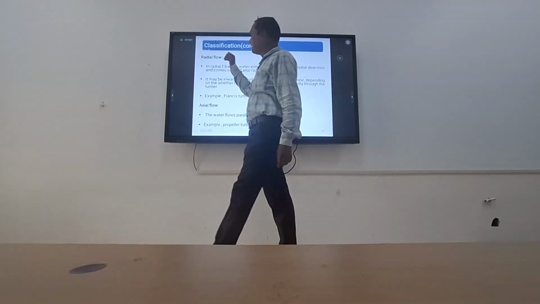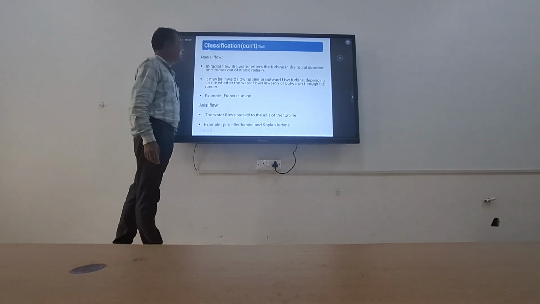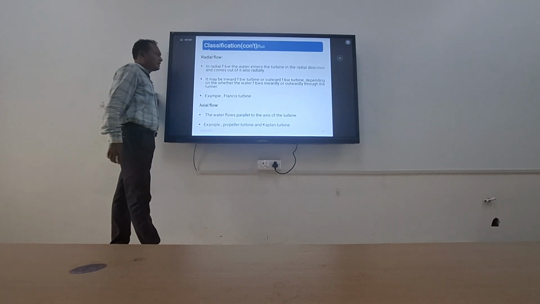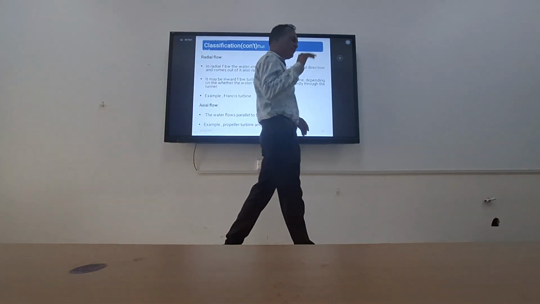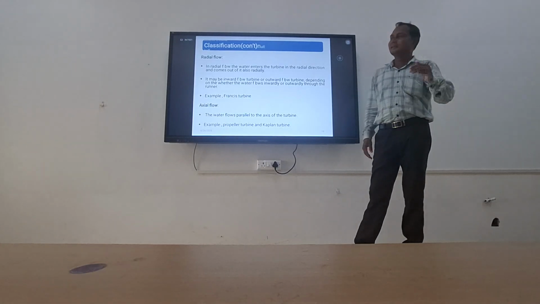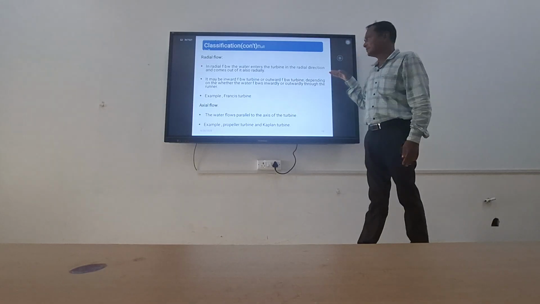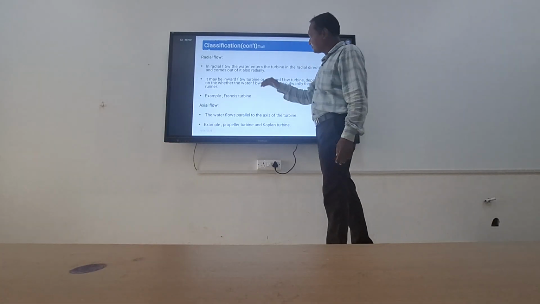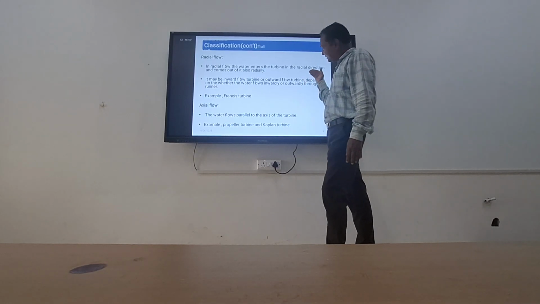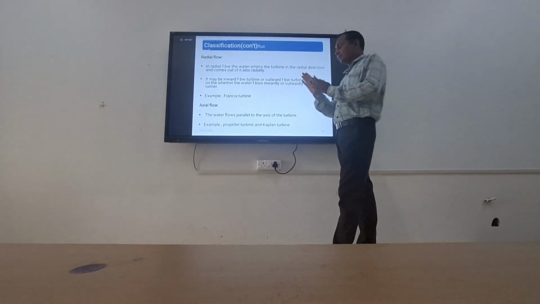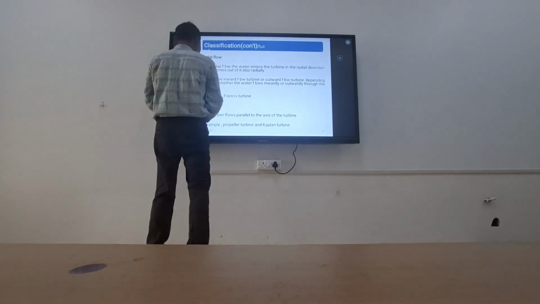First, radial flow. In radial flow, the water enters the turbine in the radial direction and comes out also radially. So it may be an inward flow turbine or an outward flow turbine. Inward means from outside to inside, and outward means from inside to outside. An example is the Francis turbine.